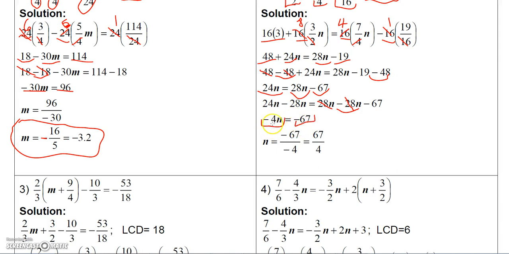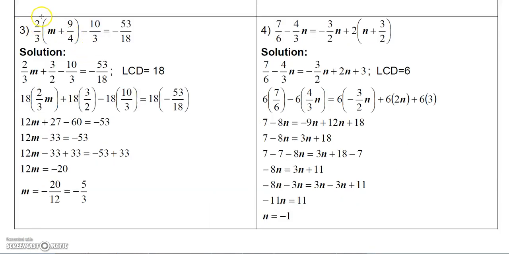Now, to solve this for n, you divide both sides by negative 4. So you'll end up with negative 67 divided by negative 4, and negative divided by negative is 67 over 4. Now I didn't write that any other way, but you could write that, I believe that would be like 16 3/4 or 16.75 is another way to write that.